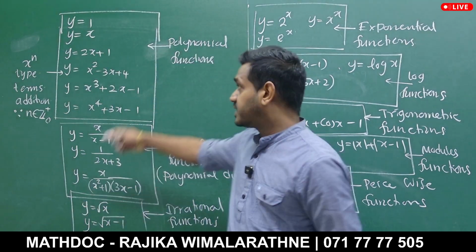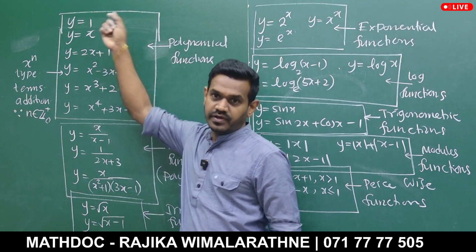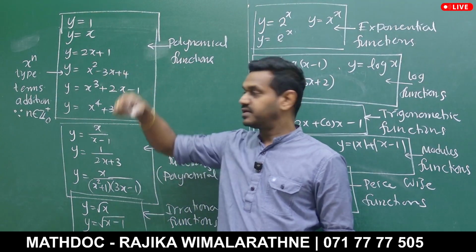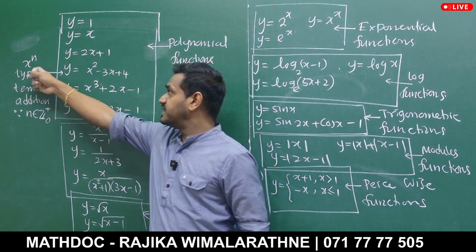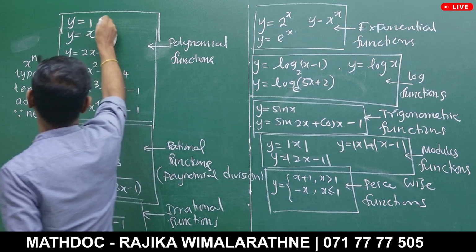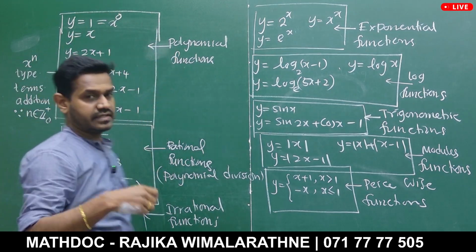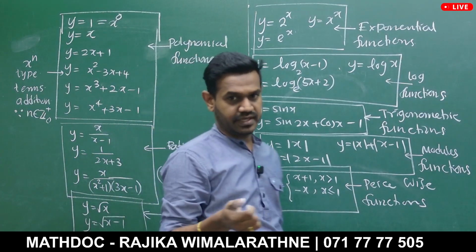Here y equals x, y equals 1, it is polynomial type, okay? Because 1 means x to the power 0. Then I said x to the power n, where n is a non-negative integer. Then 1 means x to the power 0, so y equals 1 belongs to polynomial type.